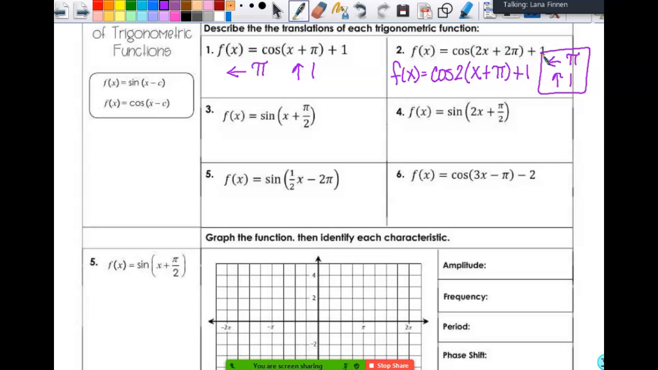I misjudge that sometimes. Okay, so number 3. We have the sine of x plus pi halves. Do I need to factor anything out? No, right? So then this just tells me that I'm going to go to the left pi halves. And that's it.